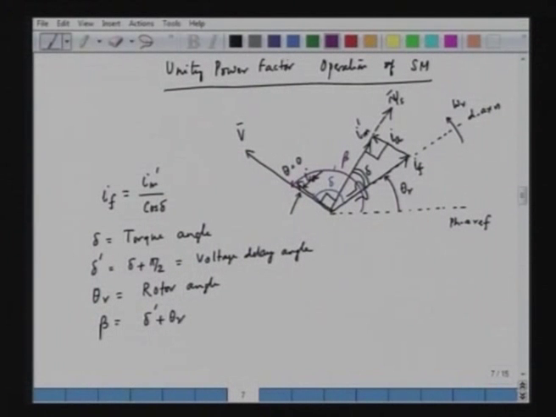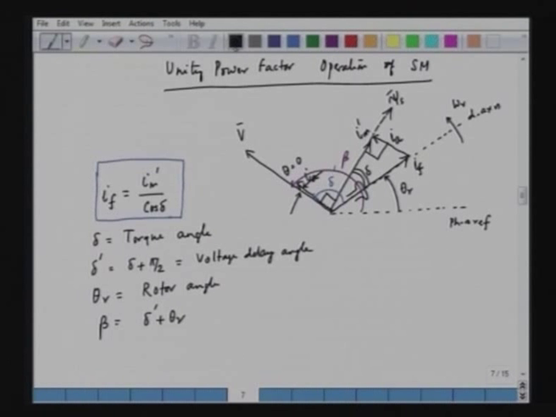So, we have all these angles defined in the phasor diagram here, and to achieve this unity power factor operation, we have to have certain conditions. The first condition is that the field has to be controlled as per this equation. We have to ensure that the field current is controlled in accordance with this equation. This Im prime is the magnetization current. What we usually do is keep the air gap flux constant. If we want to keep the flux constant, we keep the magnetization current constant. So, Im prime is kept constant up to the base speed.